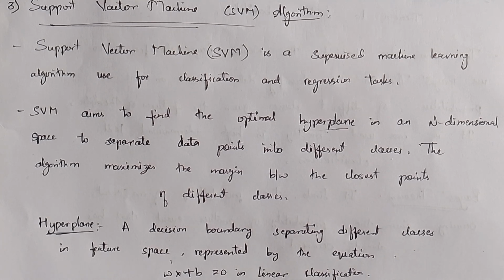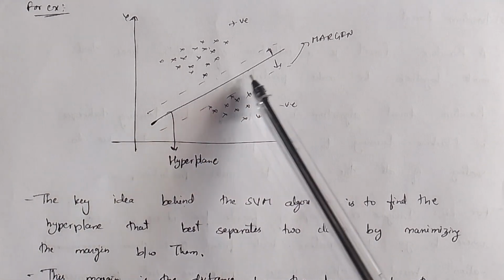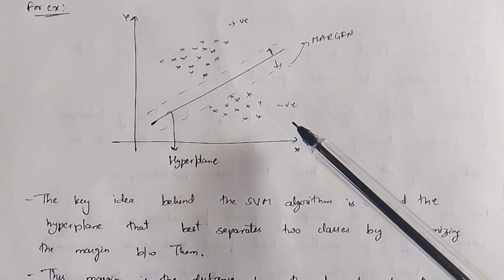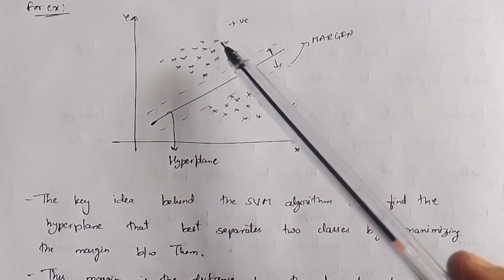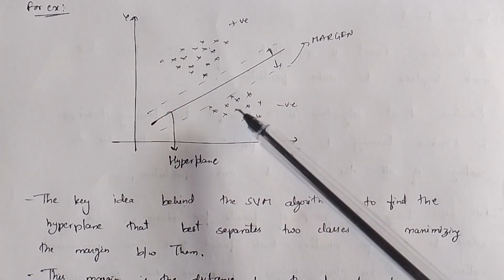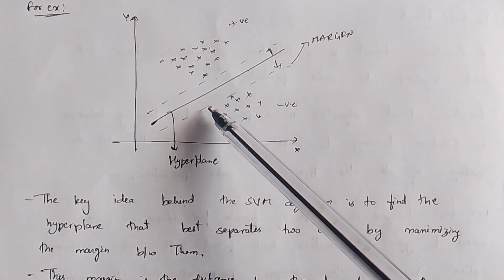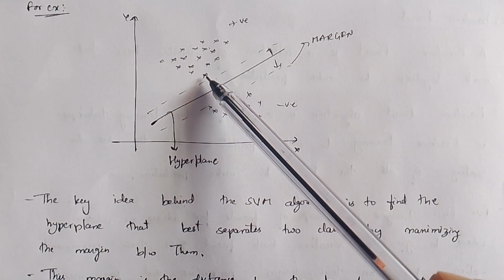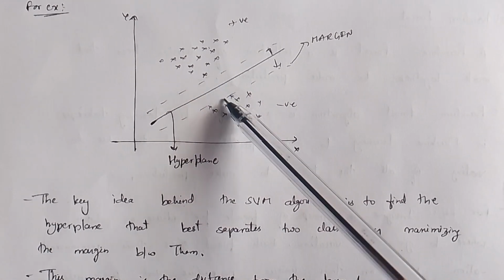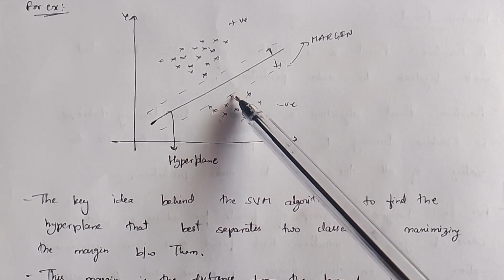Now here I have an example. Here we have a graph. This is our hyperplane, which is separating two classes: here we have the positive class and here we have the negative class, each with points. This is what SVM is defining. Here is the margin. How is this margin drawn? It is drawn from the closest point to the hyperplane on both sides. This margin is the distance between the hyperplane and the closest point of the class.